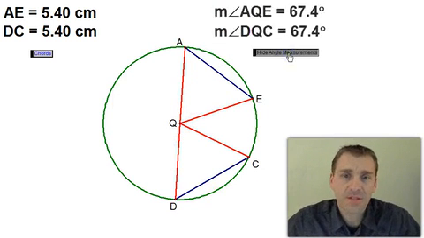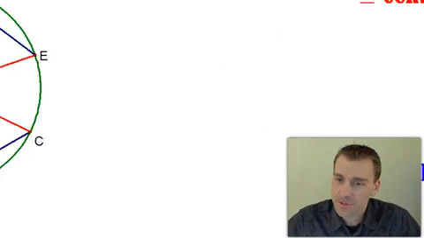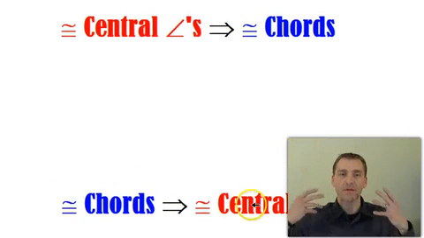But that's the scoop. That is one of the other theorems that's in the section. And you can see, there you go, bam, it worked perfect. So the central angles are congruent. So write this in your notes. Congruent chords imply congruent central angles.